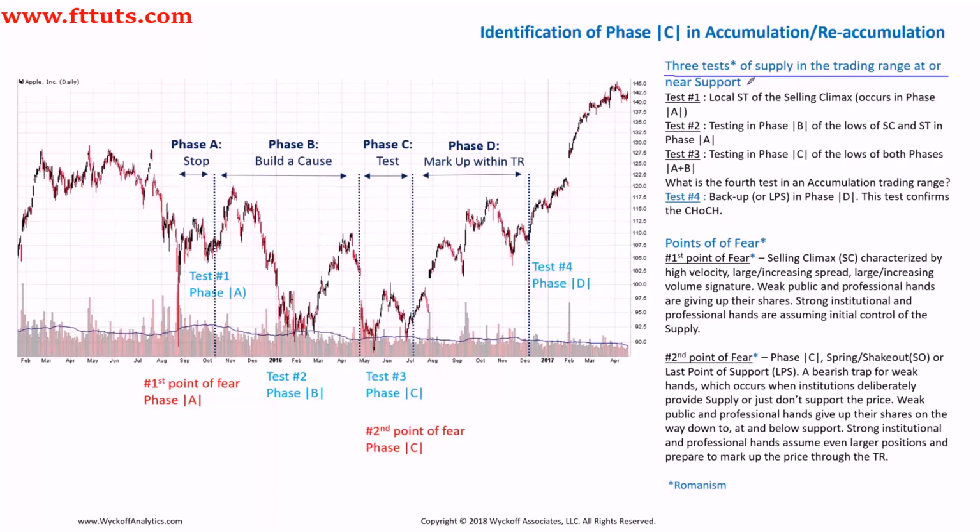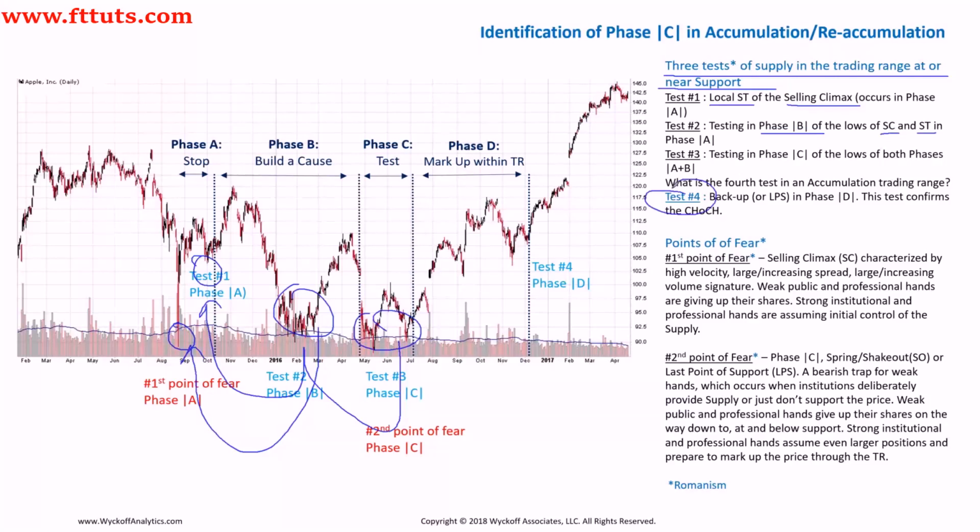So I've talked about 3 tests at the support level, right? The first test is going to be a local test of the climactic action. Second test in phase B of the lows of the selling climax and the secondary test. So in phase B, we're basically testing the previous tests. In phase C, at the support level, this is the last test, the final test of the supply at that support level.